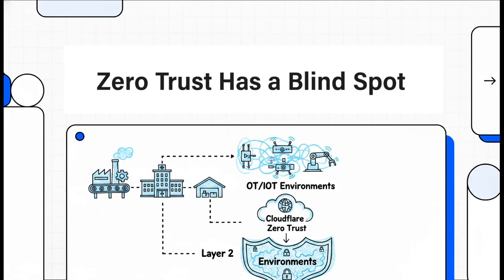Look, today we're tackling a massive architectural boundary in the Zero Trust space. We're talking about securing Layer 2 down in operational technology and IoT environments, specifically right underneath your existing Cloudflare infrastructure. If you're managing a factory floor, a hospital, a logistics hub, the rules completely change at the physical network level. So we're going to map out exactly how to bridge that gap with a factual technical briefing.